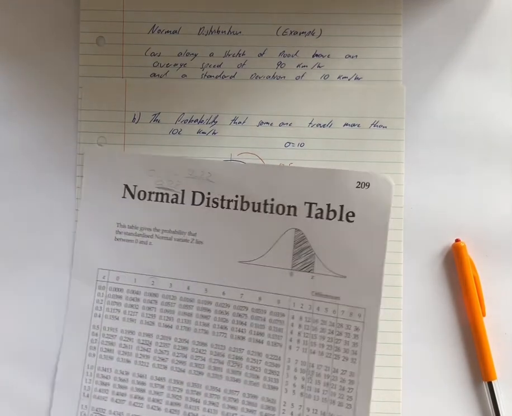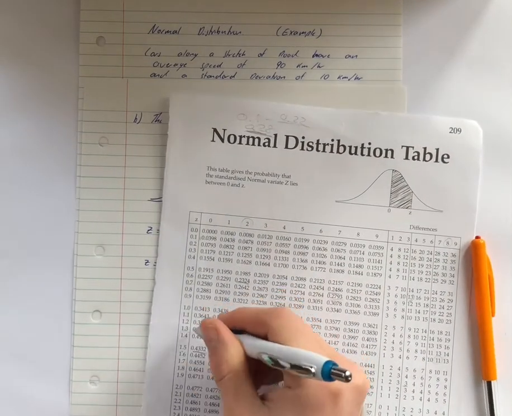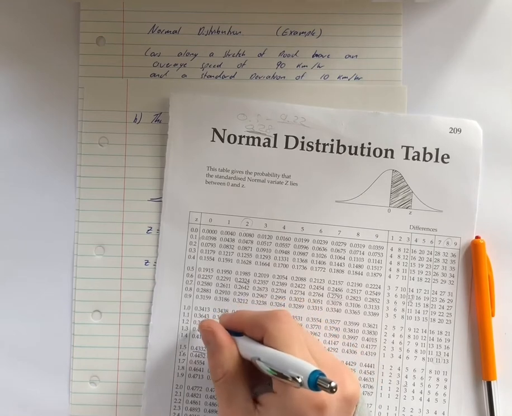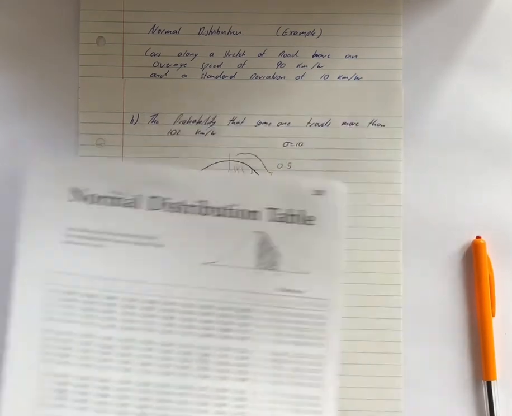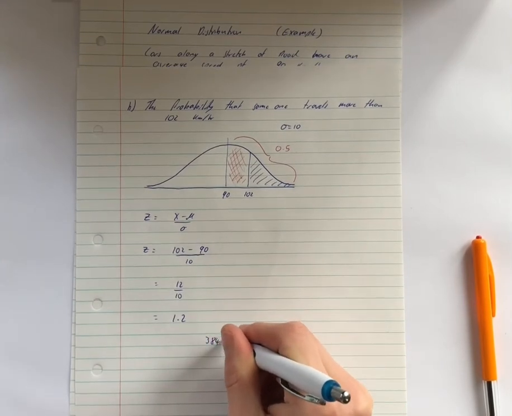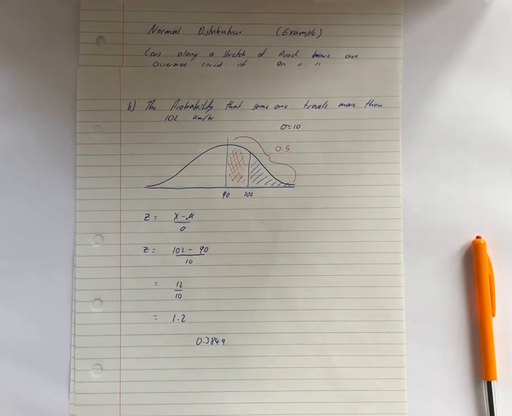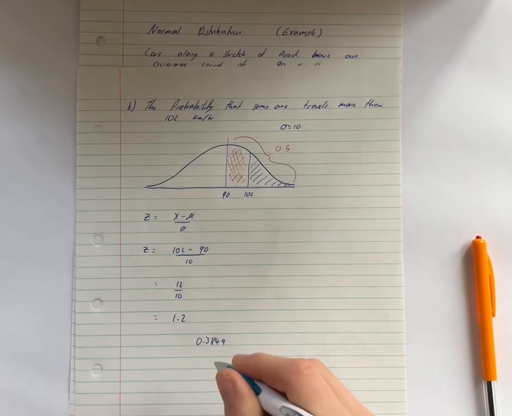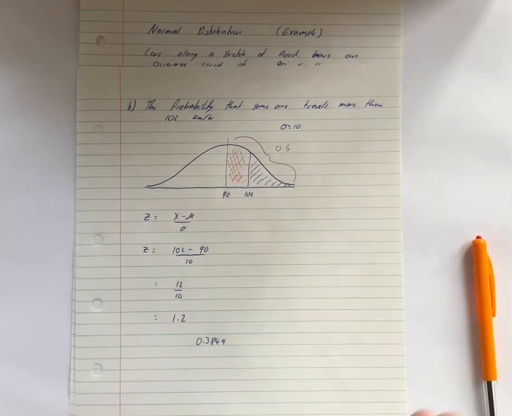So we look up 1.2 on our normal distribution table. 1.2 is 0.3849. Just want to write that down. And so that is the probability of all that red.